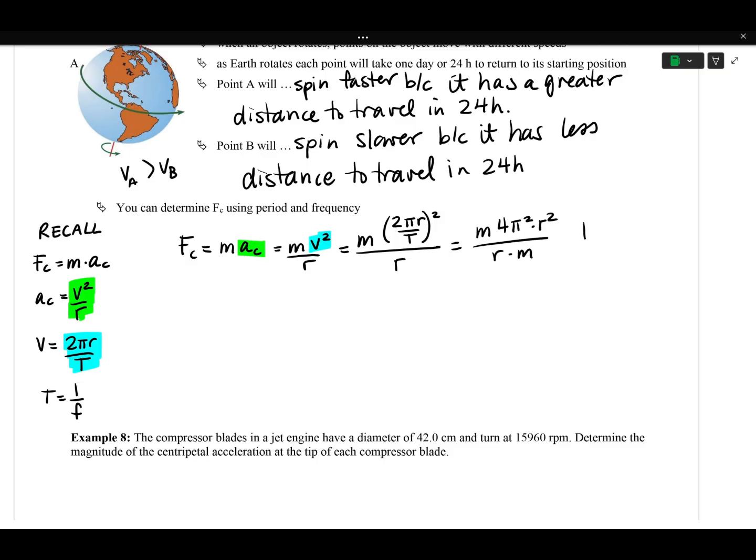And then if we simplify this, mass 4 pi squared times r squared all over r times mass. We can then simplify that to being, and this is the same equation that we had to derive before, right? 4 pi squared times r over t. So now we've put period into our formula. So again, these are formulas you're going to have to derive.